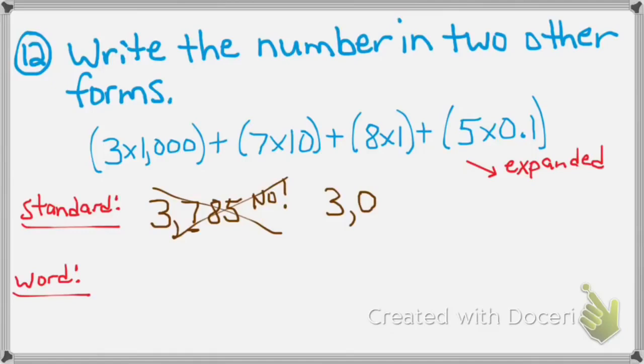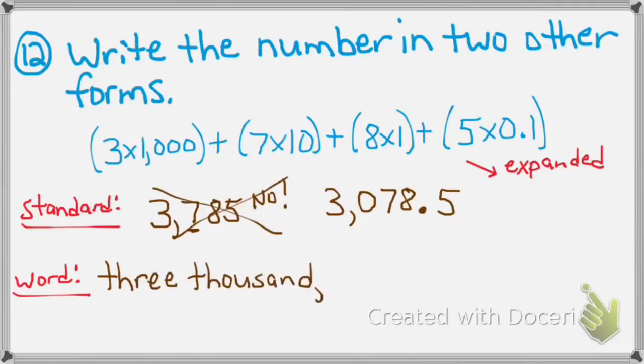Now, after the hundreds column, moving to the right is the tens column. And I see a 7 times 10, so the 7 can go in the tens column. Next would come the ones column. And I do see 8 times 1, so I can put an 8 in the ones column. Next would be the tenths column, the decimal column. So I need to put a period to show that I'm moving to decimals. And I do see 5 times 1/10, so that 5 would be in the tenths column. So I have 3,000, 7 tens, 8 ones, and 5 tenths. That's correct standard form.